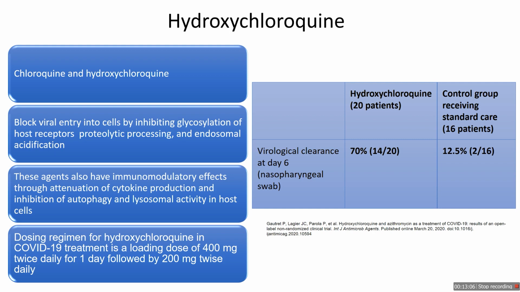The method by which hydroxychloroquine works is that it blocks the viral entry into cells, okay? Through the glycosylation of the host receptors, proteolytic processing, and endosomal acidification. So what is happening is that the virus inside the endosomes does not acidify and cannot come out because it is blocked. There are also some immunomodulating effects through attenuation of cytokine production and inhibition of the autophagy of these lysosomes that I talked about.